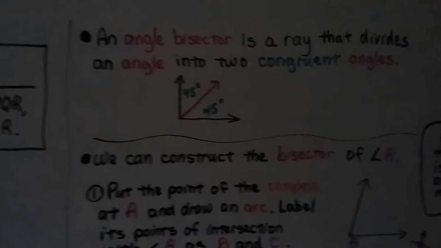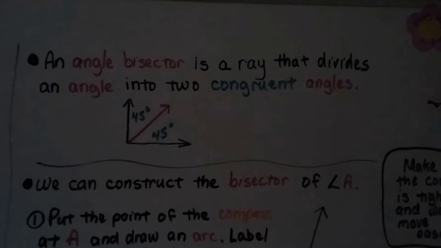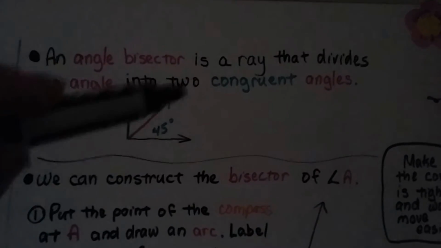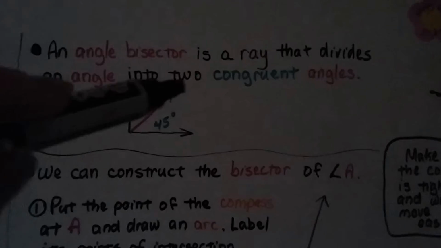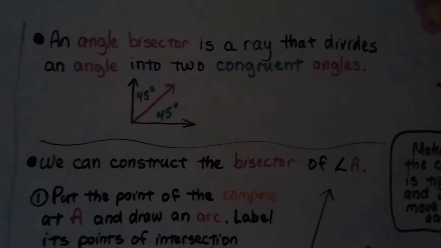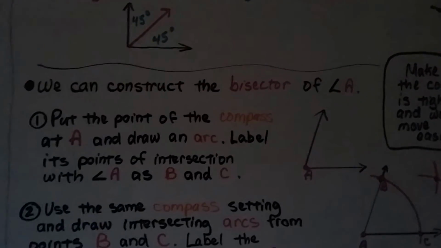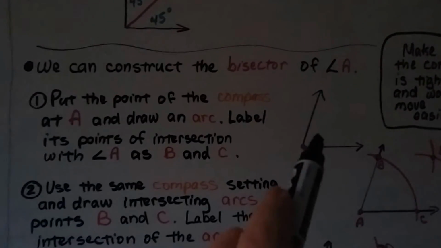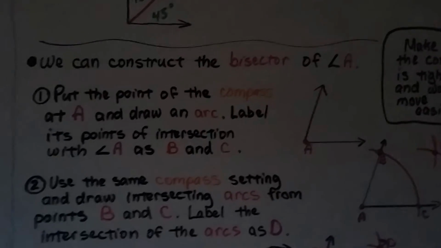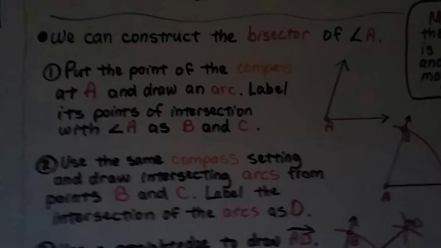An angle bisector is a ray that divides an angle into two congruent angles. So this pink line here is a bisector, and it's splitting this 90-degree angle into a 45-degree and a 45-degree. We can construct the bisector of angle A. Here's angle A. We put the point of the compass at A and draw an arc, just like we did before with the other one.